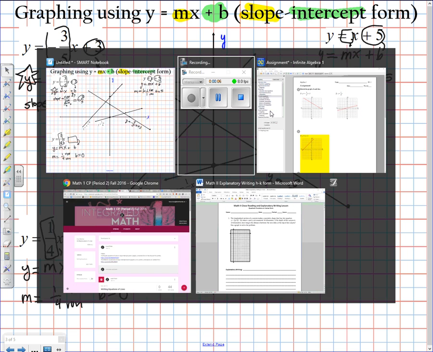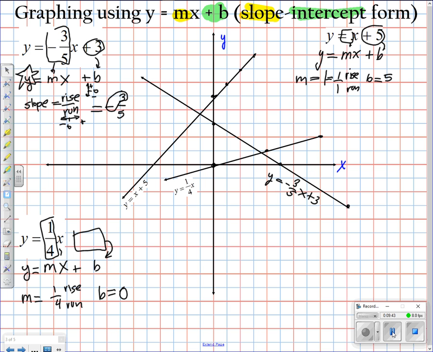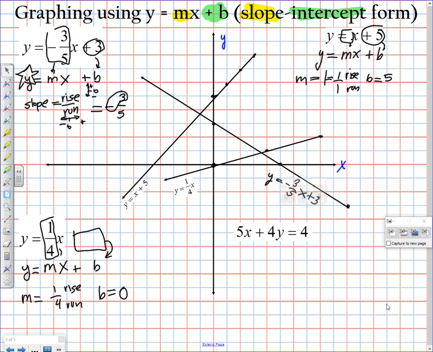Now, what happens if they're not in slope-intercept form? Let me just give you an example. Now, in this equation, right underneath the equation, I'm going to write y is equal to mx plus b. Now, in this equation, nothing lines up, and the problem is the y is not by itself. So I can't use this equation right now because the y is not by itself, okay? So what I'm going to do is I need to get the y by itself.